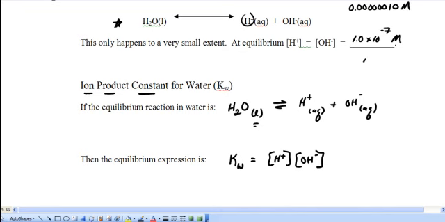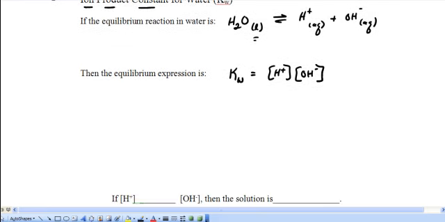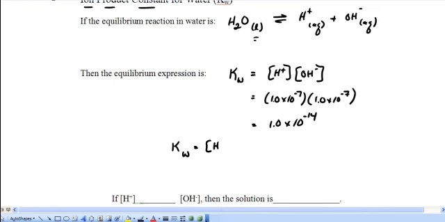And so now if you plug in the concentrations at equilibrium, which are 1 × 10⁻⁷, this will equal 1.0 × 10⁻⁷. This will be 1.0 × 10⁻⁷. And when you multiply those two together, you get 1.0 × 10⁻¹⁴. So therefore, if we rewrite this as a full expression, KW will always equal the hydrogen times the hydroxide concentrations, and at 25 degrees Celsius they will always equal 1.0 × 10⁻¹⁴.